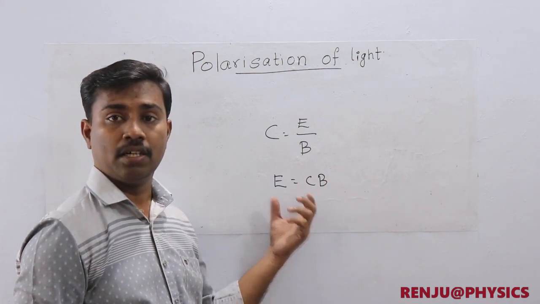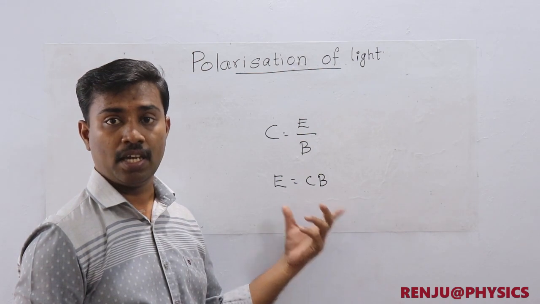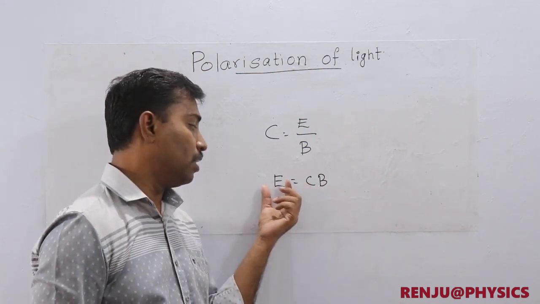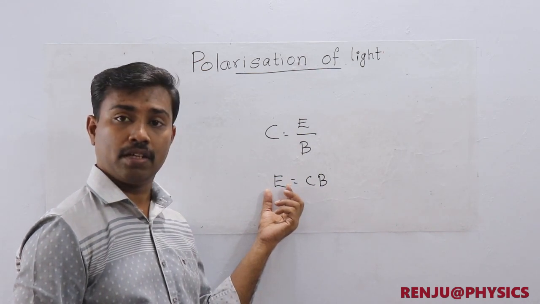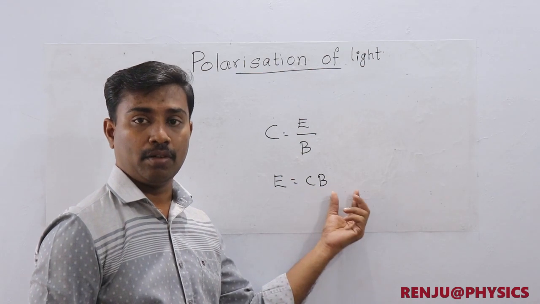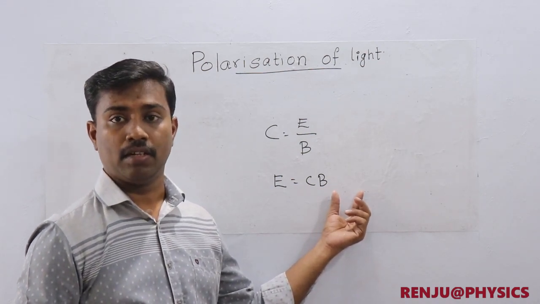So here we consider light as an electric field vector, because E = cB. The magnitude of the electric field vector is equal to the velocity of light times the magnitude of the magnetic field vector. So we are considering light as an electric field vector.